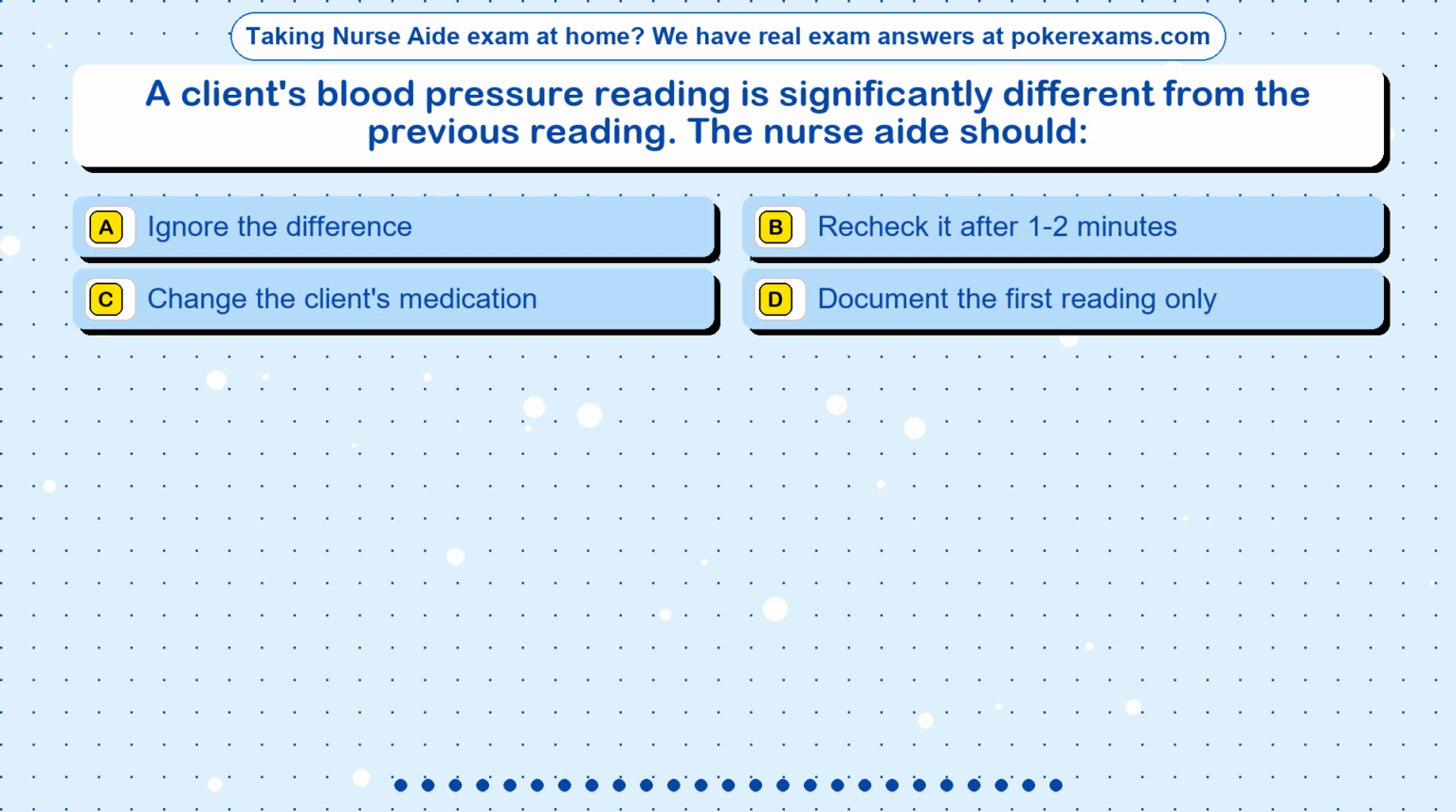Question 20. A client's blood pressure reading is significantly different from the previous reading. The nurse aide should: Option A, ignore the difference. Option B, recheck it after 1 to 2 minutes. Option C, change the client's medication. Option D, document the first reading only.